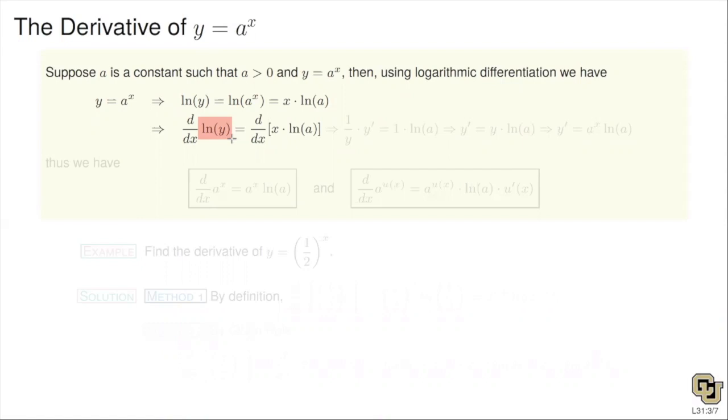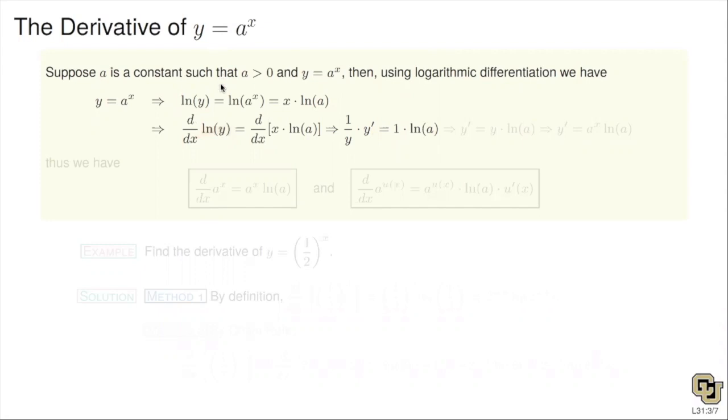And remember, the derivative of ln of blah is 1 over blah. So here, the derivative of the outside will be 1 over y times the derivative of y, which is y prime. So we will get 1 over y times y prime. And so here's my derivative of ln of y.